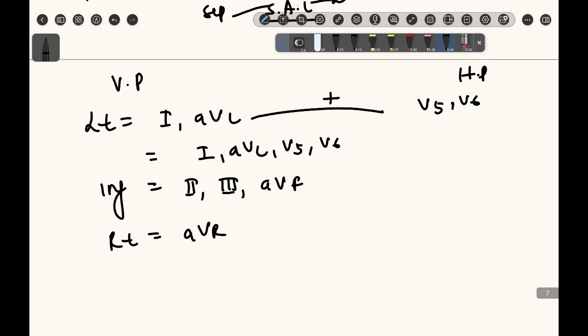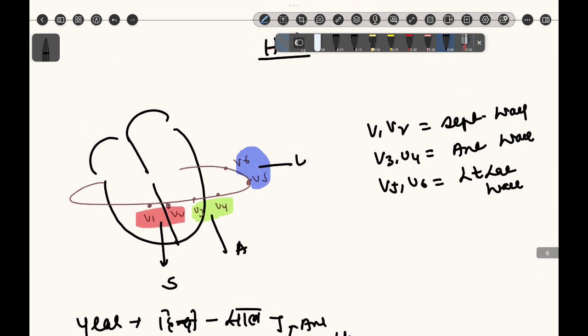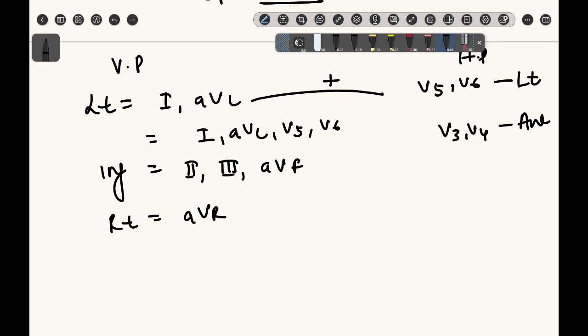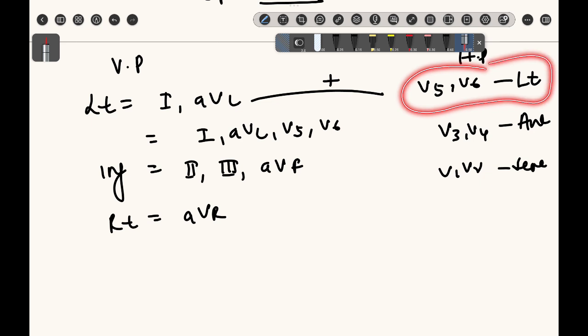For the horizontal plane, we got that the lateral wall was represented by the left leads V5, V6. Then for the anterior wall, we had V3 and V4, right? And for the case of septum, we had V1 and V2, the beginning ones, the SAL mnemonic: S for septum, V1, V2, then A, anterior wall, V3, V4. And the left lateral wall was already discussed previously.